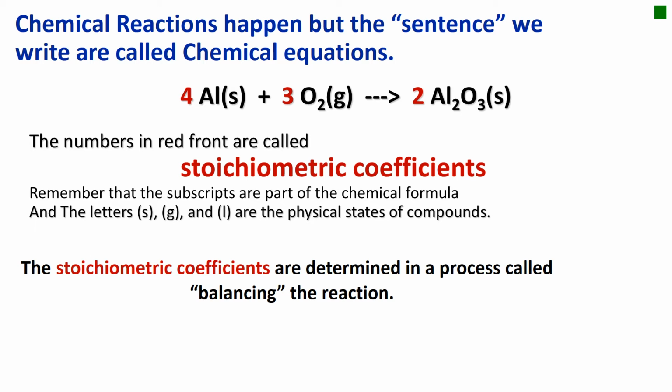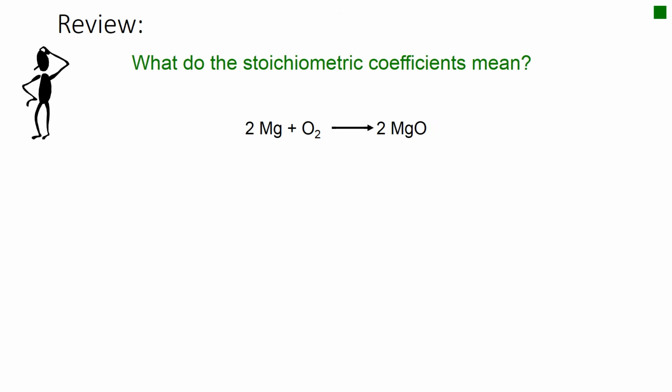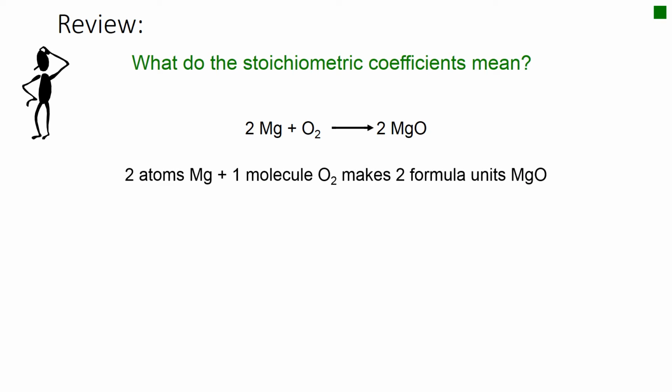The stoichiometric coefficients are determined in a process called balancing, and that's what we're going to be working on today. So again, what do those stoichiometric coefficients mean? In this case, we would read that as possibly 2 atoms of magnesium plus 1 molecule of O2 produces whatever, 2 formula units of MgO. And just to remind you, chemists like to use formula units for ionic compounds. This sort of means molecules, sort of.